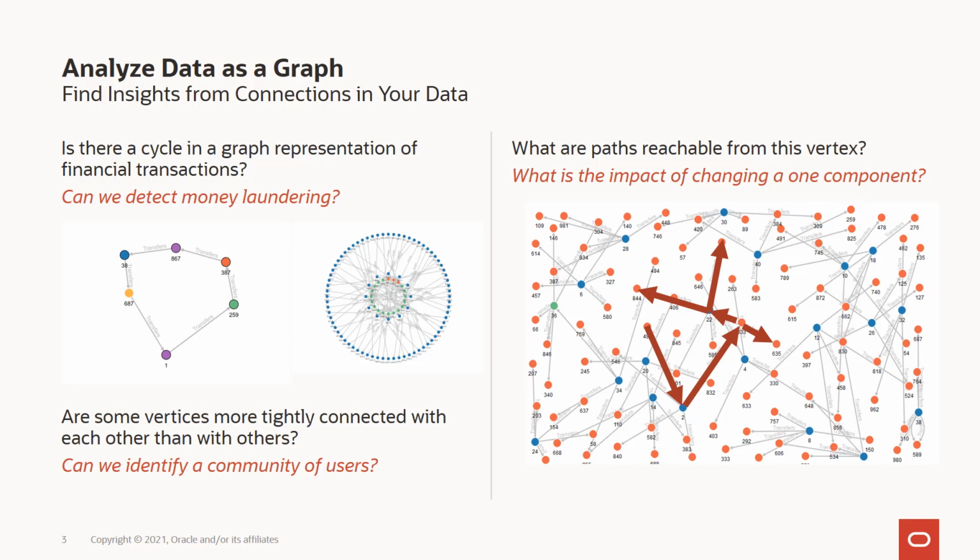So these are just a few examples like finding patterns, finding subgraphs, finding important vertices as defined by which other vertices a vertex is connected to, and so on. So these types of analytics are made possible when you model your data as a graph.